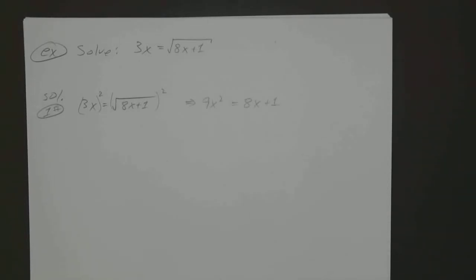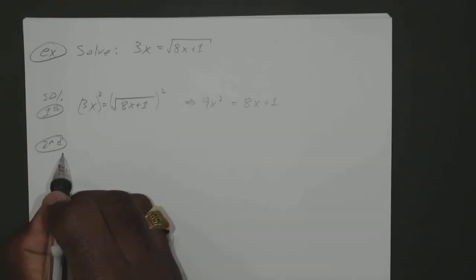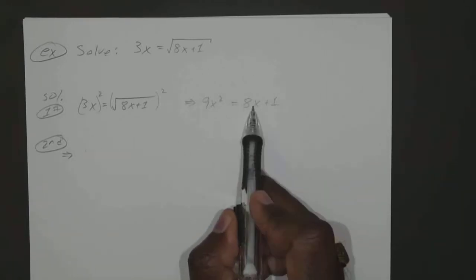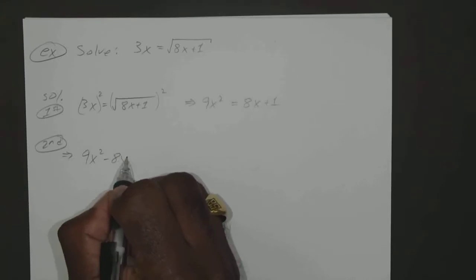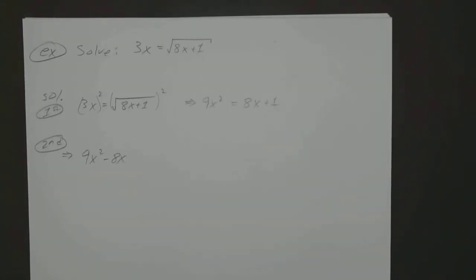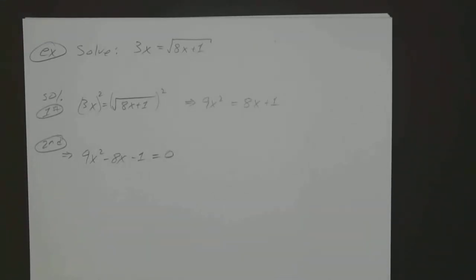So your second step is you want to put it in quadratic form. So bring everything to one side and make it equal 0. So if we subtract 8x from both sides, we end up with 9x squared minus 8x. Then subtract 1 from both sides, minus 1 equals 0. Okay, so you can use whatever method you want to factor. Since it didn't specify it had to be a certain way, I'll use the A times C method.